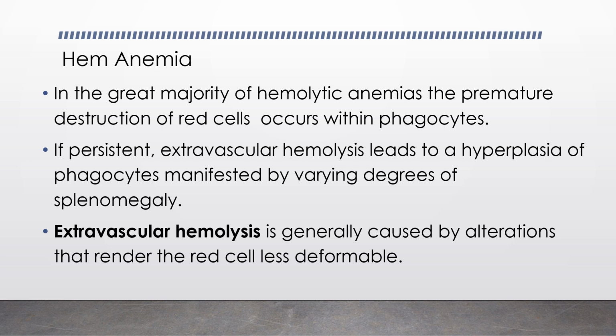Another problem is that extravascular hemolysis within the mononuclear phagocytes leads to hyperplasia of phagocytes, which increases the destruction of already damaged or weaker RBCs and aggravates the anemia. The third thing is that hyperplasia of phagocytes also causes splenomegaly. So more and more phagocytes can be fitted in, and the anemia keeps on aggravating.